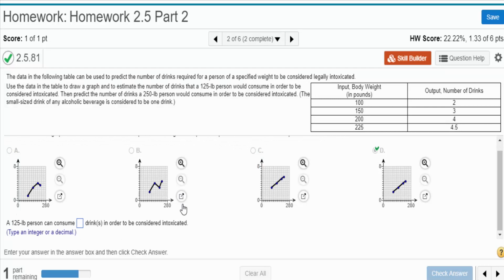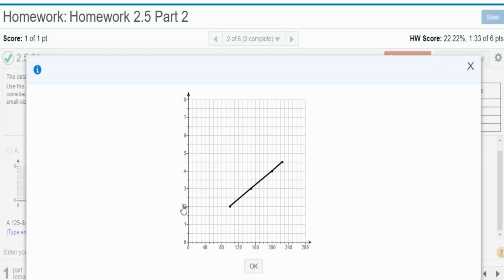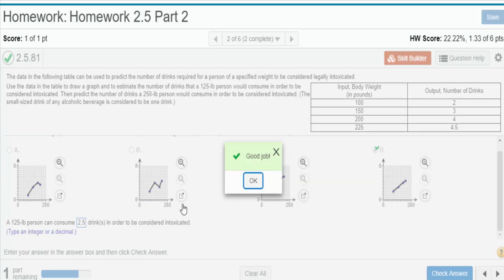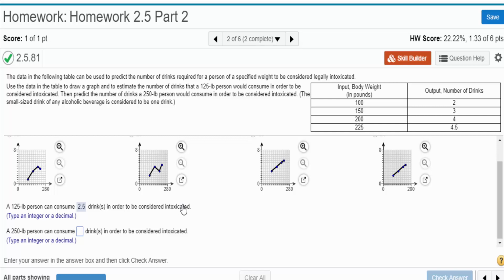And then the other part of the problem I want to show you is it asks you to make a prediction based on the graph. So a 125-pound person can consume how many drinks? Fill in the box in order to be considered intoxicated. So we have to go back to the graph, go to 125 on the graph. Well, we know it's going by 10, so 125 would be right in between the 120 scale mark and the 130 scale mark. So go up to the graph, and it looks like about 2.5. That person can drink 2.5 drinks, or should drink less than that if they don't want to be considered intoxicated. Check the answer, and I did a good job again. So I just wanted to show you how to zoom in on the graph so that you can actually read it and make that prediction.